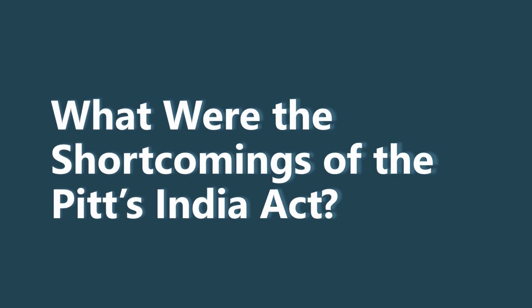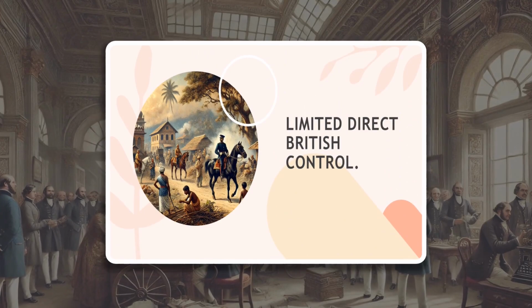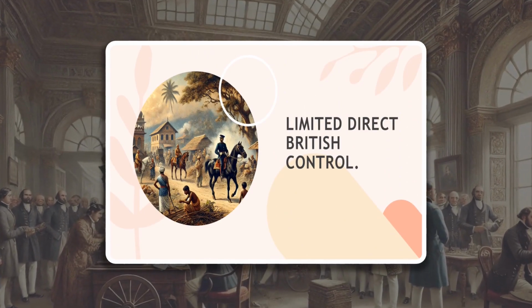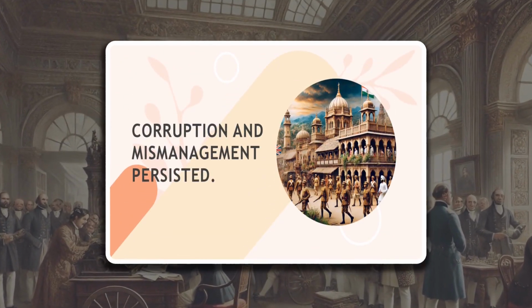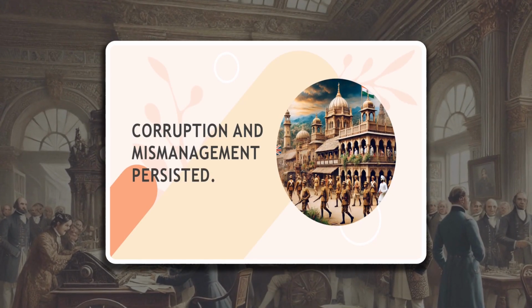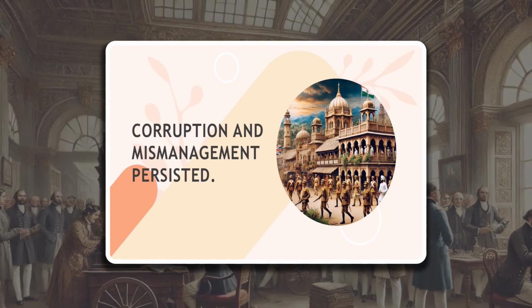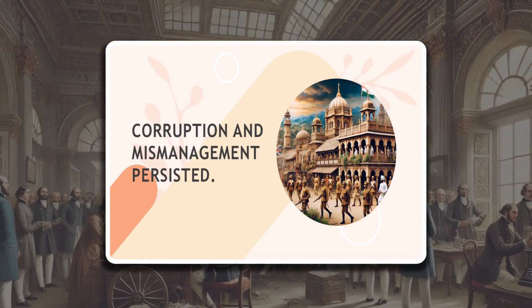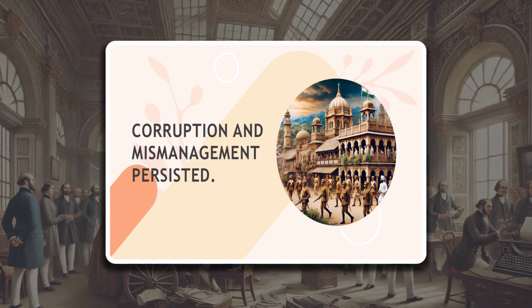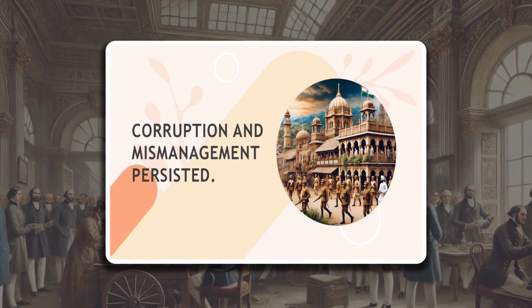What were the shortcomings of the Pitt's India Act? Despite its revolutionary changes, the Pitt's India Act had its shortcomings. First, it did not fully eliminate the corrupt and inefficient practices that were prevalent within the East India Company. While it curtailed the company's political powers, it did not change its business model, which was still based on profit-driven motives. As a result, the company continued to face issues of corruption, exploitation, and mismanagement in its dealings with India.